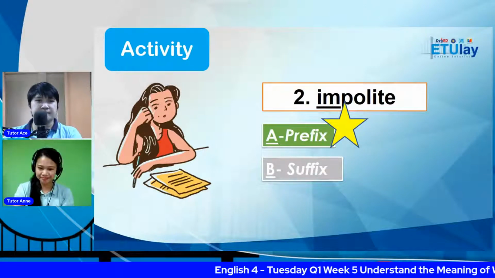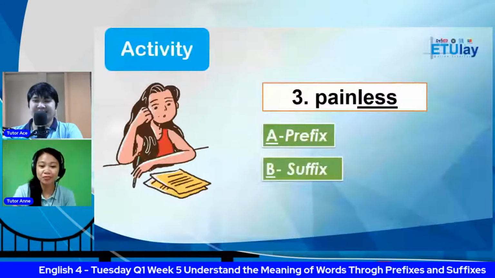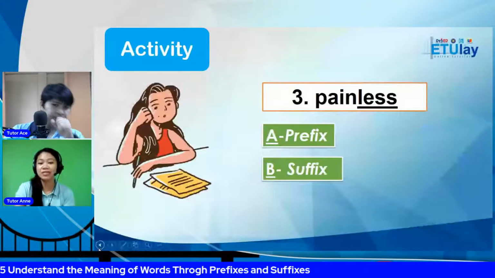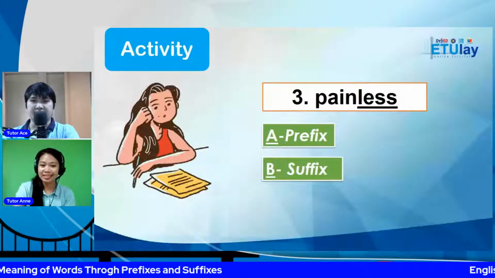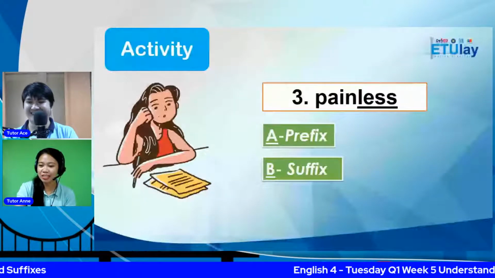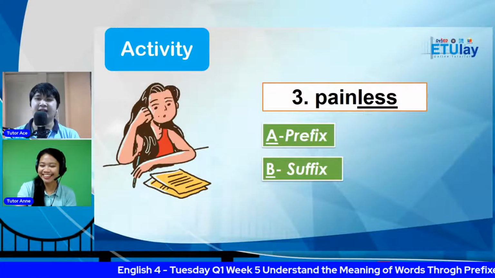Number three. The word is painless, and the underlined group of letters there is less. So ano ba yan? Prefix ba yan o suffix? A or B? Ayan, pakilagay na ng inyong answer for number three. Let's check the comment section. Sabi ni Adriel, B. Congratulations, Adriel. Keep it up.